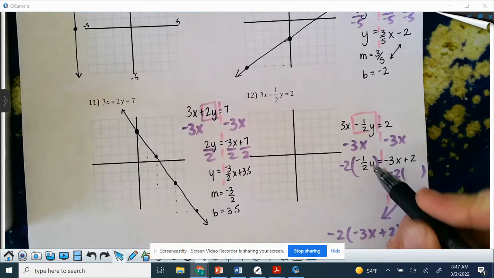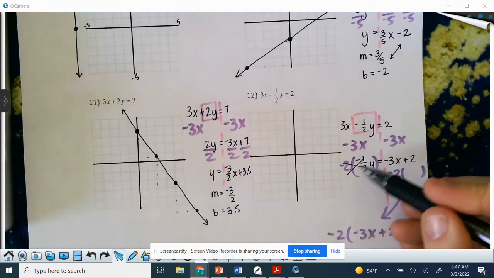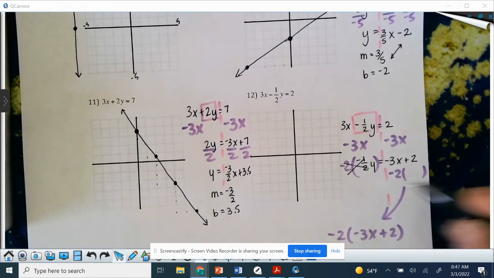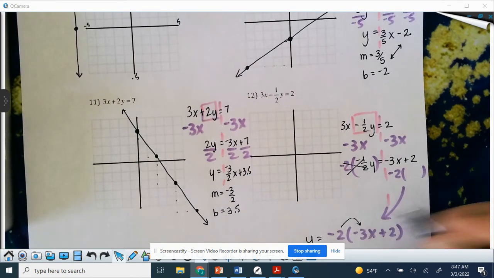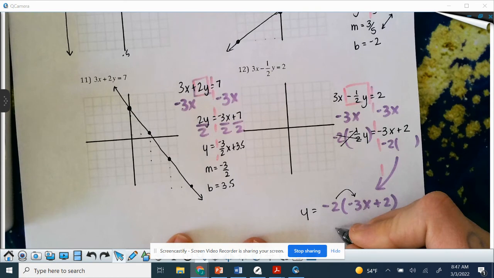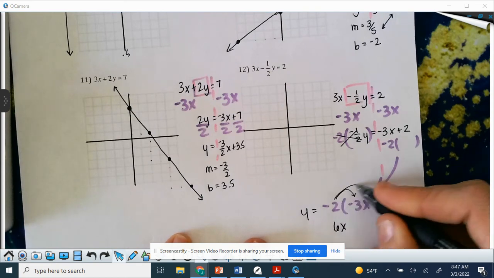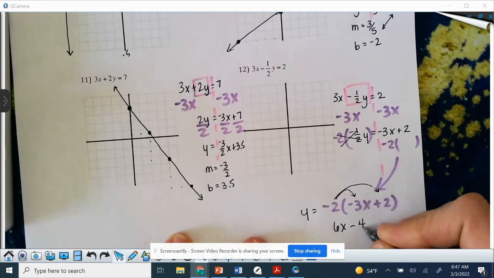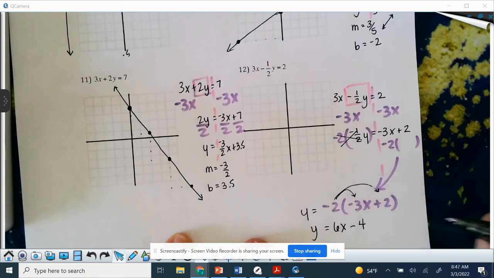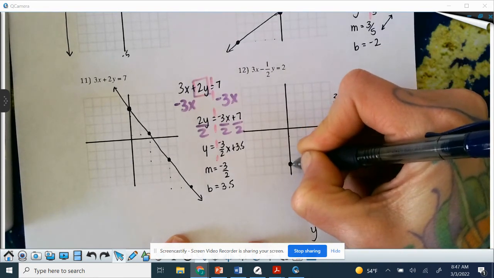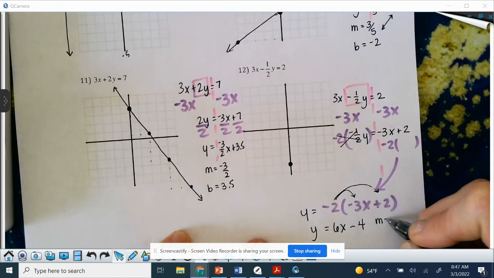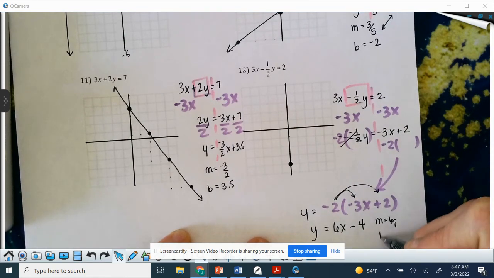So y, this is going to cancel each other out, because if you have 2 halves, you have a 1. They're both negative, so that makes it positive. So I end up with y equals, and negative 2 times a negative 3 is going to be a positive 6. And then negative 2 times positive 2 is going to be a negative 4. So we're going to start at negative 4. 1, 2, 3, 4. So our m value is 6 over 1. Our b value is at negative 4.